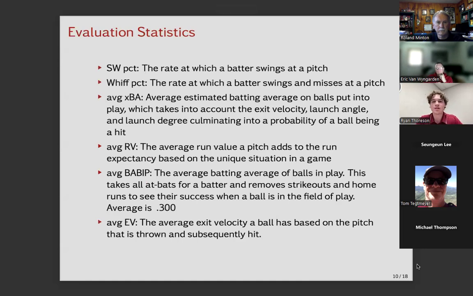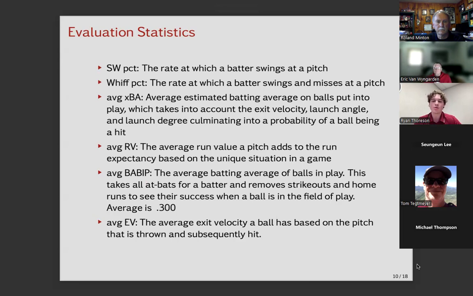So the evaluation statistics I used for this, the first one is swing percentage. I also use whiff percentage as well, average expected batting average. Average run value was an important one, and for this we want it to be negative because we want the pitcher and the pitch to remove runs possible from a situation.